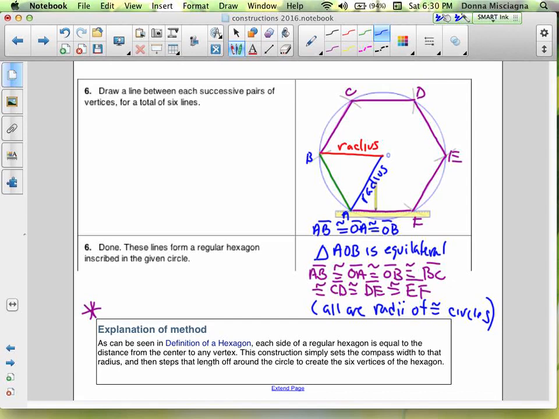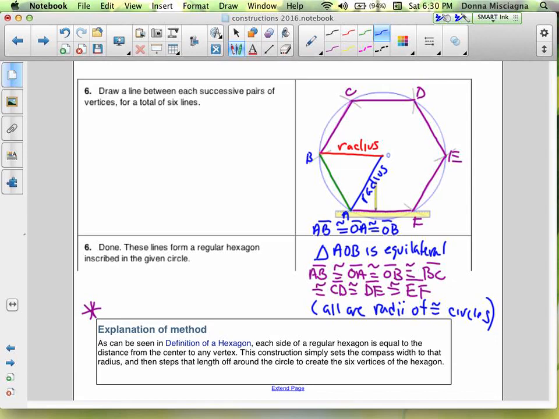But that arc is part of a congruent circle. So in your notes, I want you to add that information that's there so you can understand this construction. I also want you to box or highlight or star the information in the box there.